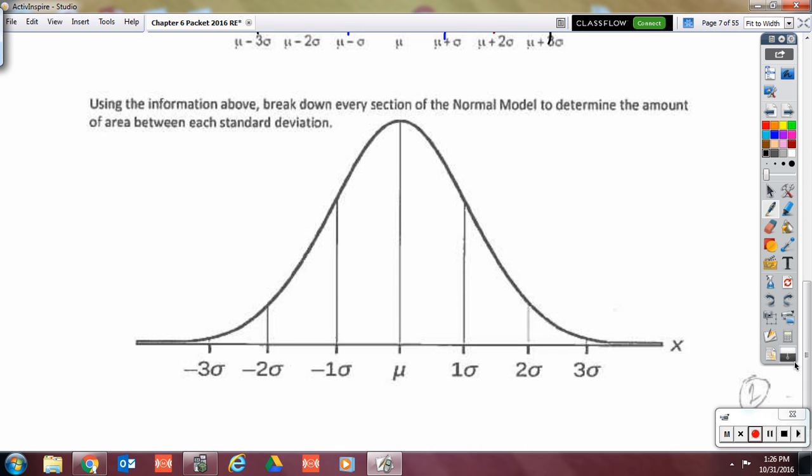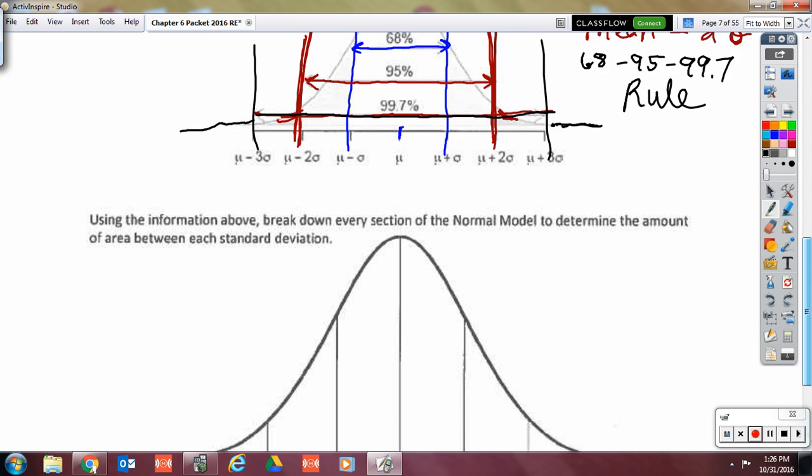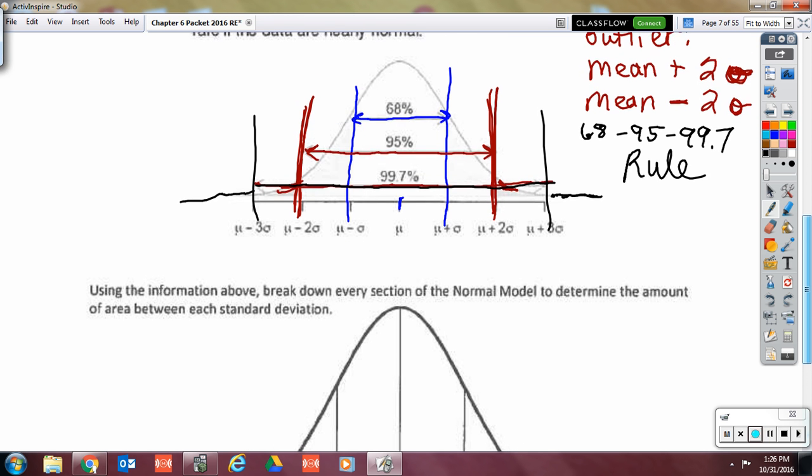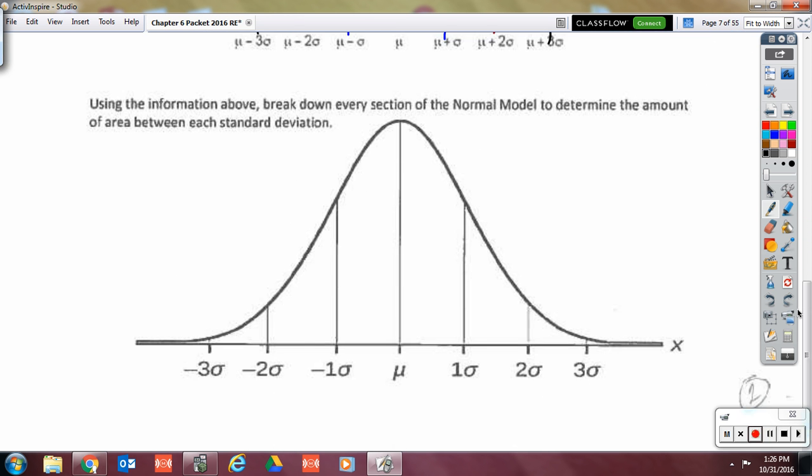All right. So using the information above, let's break down what every section of the normal model is. This is actually going to take some of your geometry-type skills of adding and subtracting areas. So here's my example. If from here to here is 68% of the data, how much is in each one of these sections? We just divide 68 by 2. So that's 34% and that's 34%, because those are the same size because of symmetry.